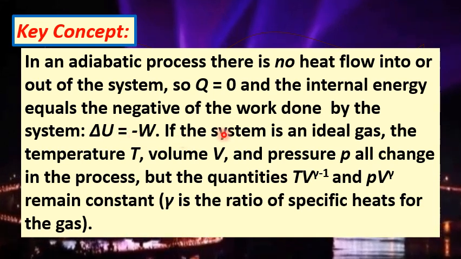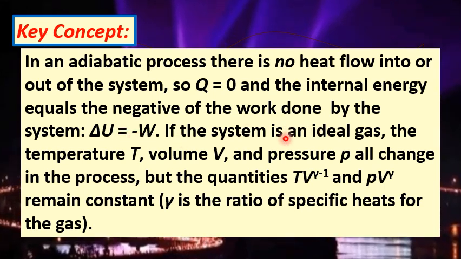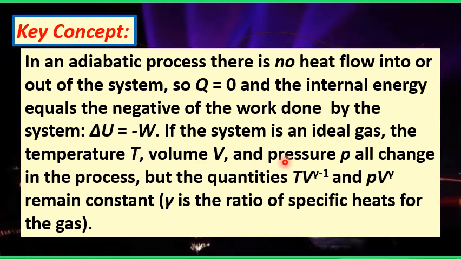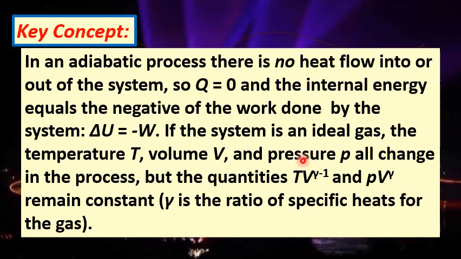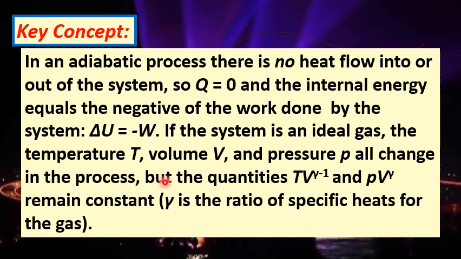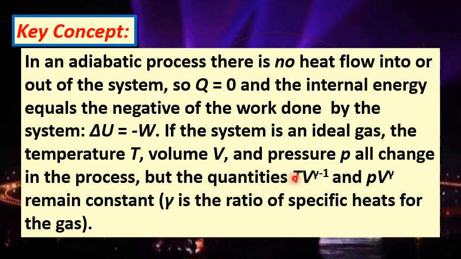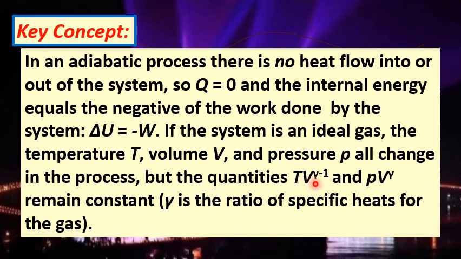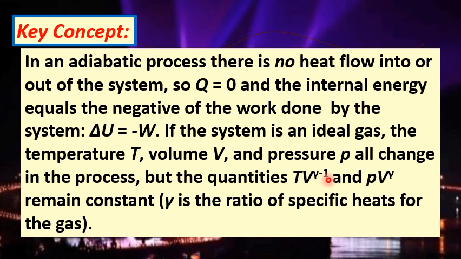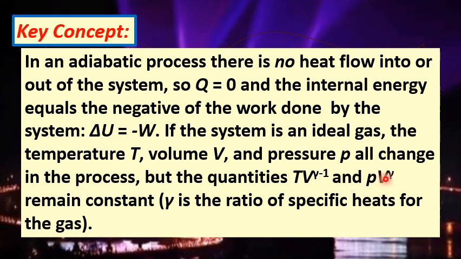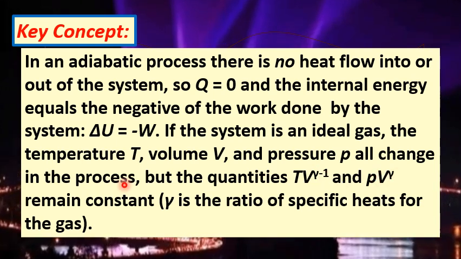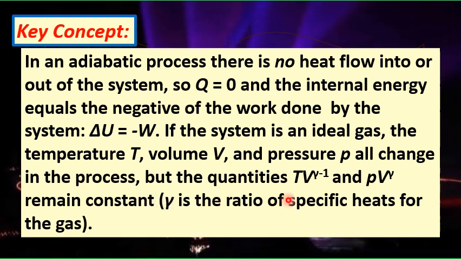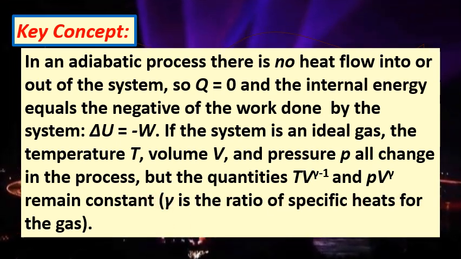If the system is an ideal gas, the temperature capital T, volume capital V, and pressure P all change in the process. But the quantities T times V raised to the power gamma minus 1 and P times V raised to the power gamma remain constant. Gamma is the ratio of specific heats for the gas.